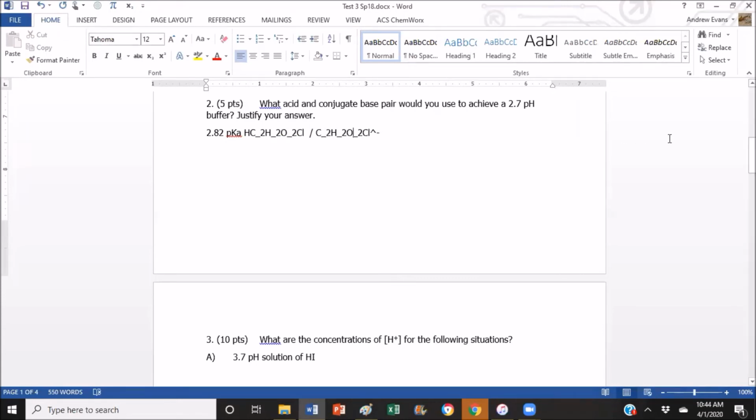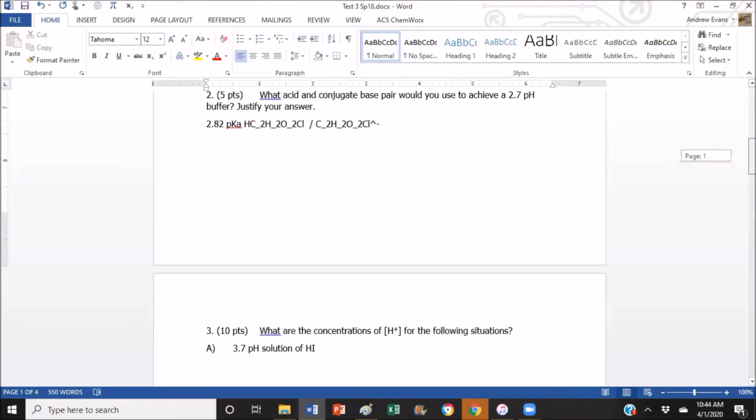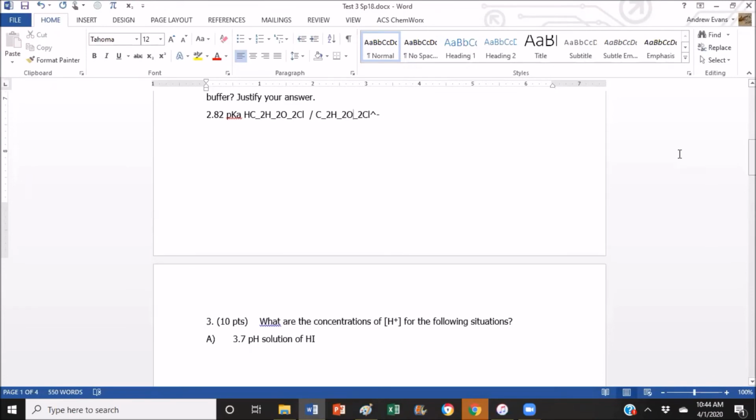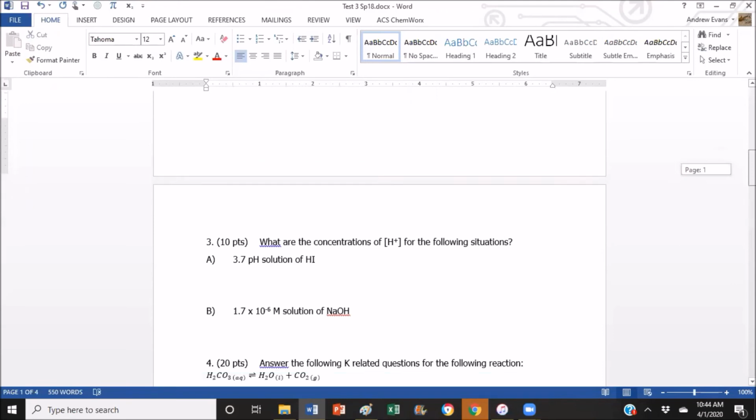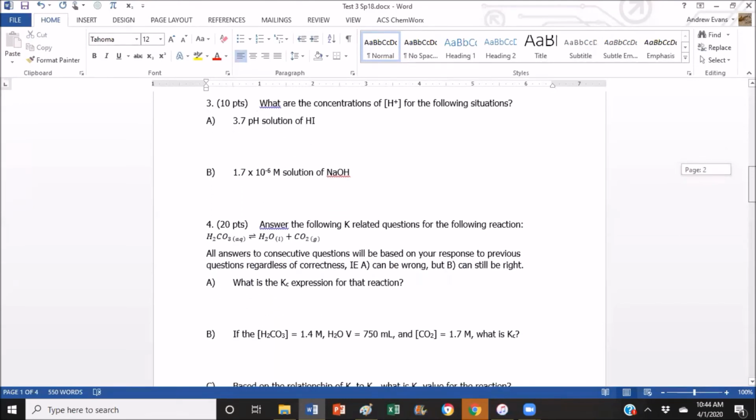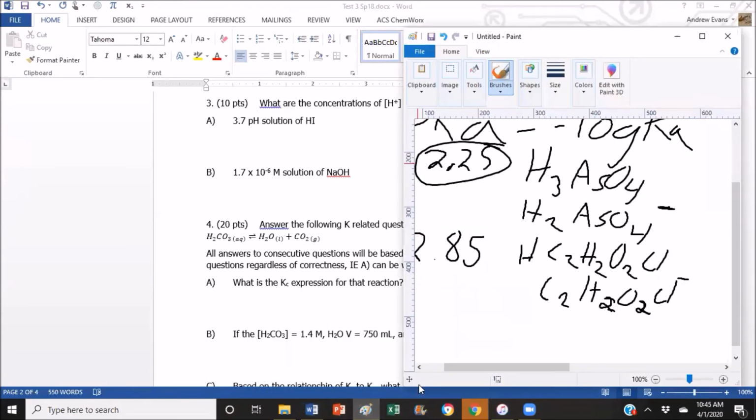But we could easily do that. There's my answer. And your justification is that this has a pKa of 2.82, which is 2.85, which is within plus or minus 1 pH unit of 2.7. Now, what are the H plus concentrations of these? This one is not meant to be overly strenuous. We're just going from pH to pKa, or from basic to acidic.